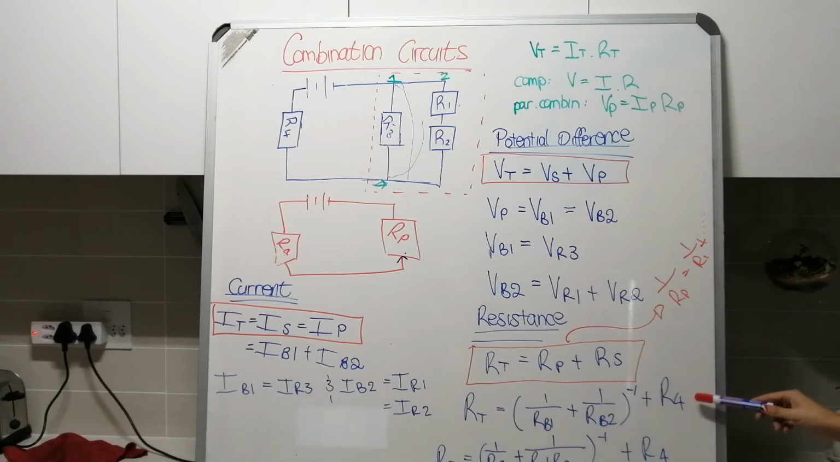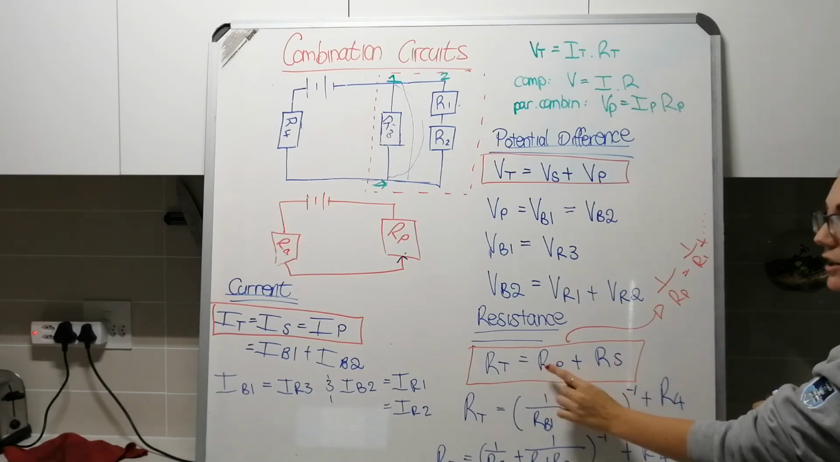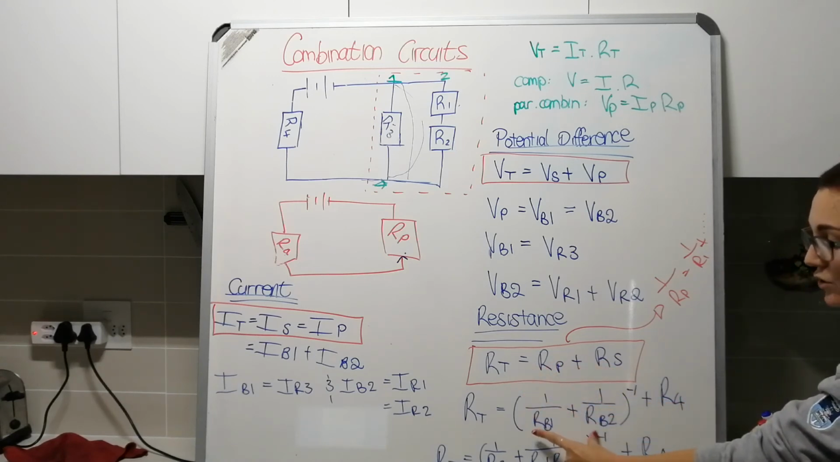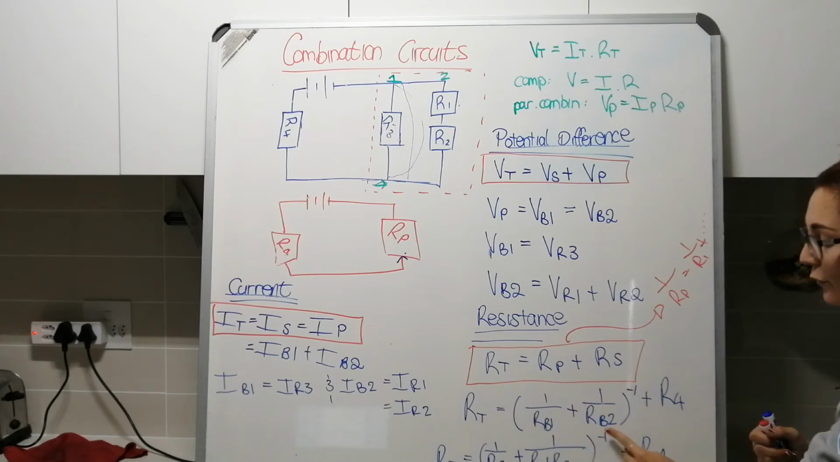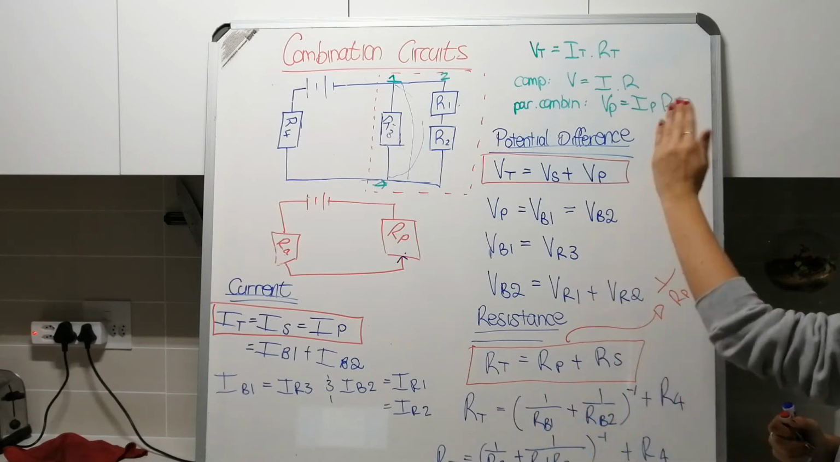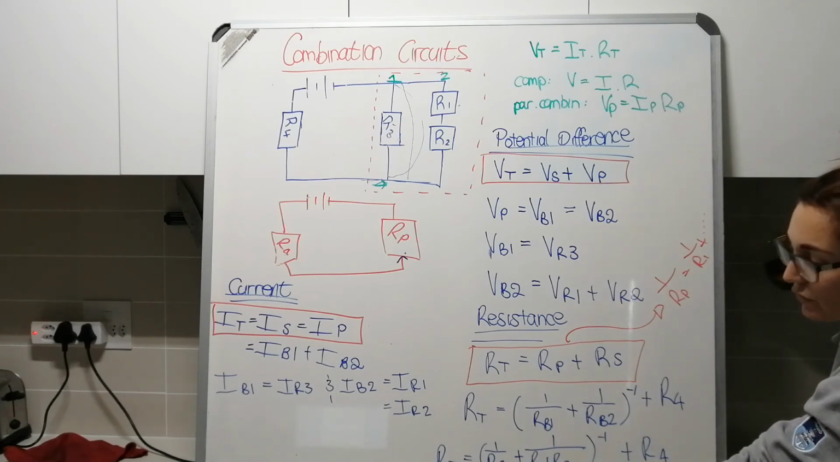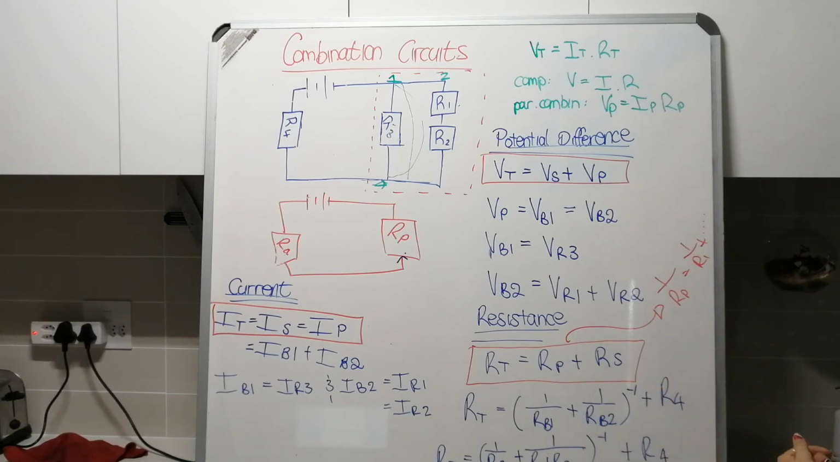I know this looks terrifying, but you are going to have to do this quite a lot. So always just start like this: I know it's R parallel plus R series, and then you expand R parallel according to how many branches there are, 1 fraction for each branch. Then, if your branches have series resistors, you include all of those terms in the denominator for that branch. We're going to do it like that in the example. So I'm going to pause, erase this, and we will apply all of it in the example.